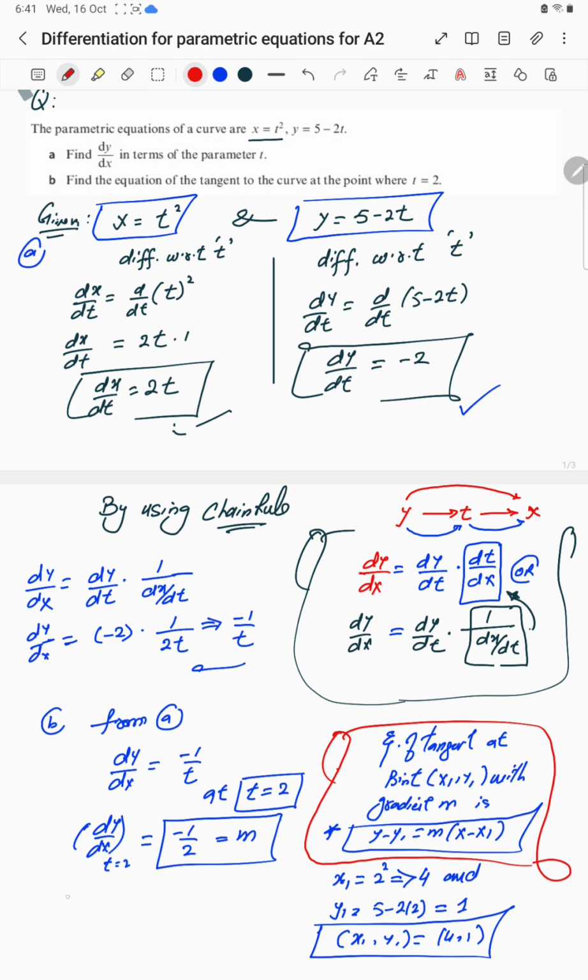I will get the required equation of the tangent: y minus y1 equal to m times x minus x1. You can further simplify to write it finally as y equal to minus 1 by 2 x plus 3. That is the final answer. I hope it is clear. Let's go to the next question.